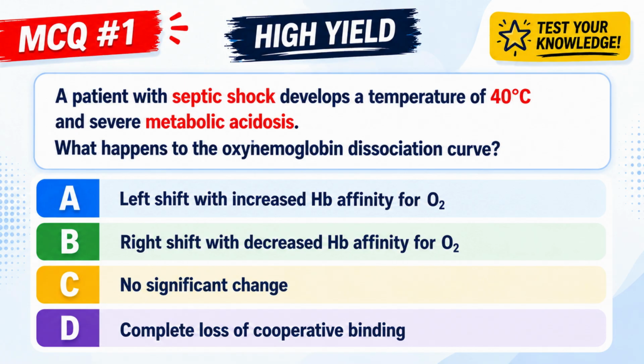A patient with septic shock develops a temperature of 40 degrees Celsius and severe metabolic acidosis. What happens to the oxyhemoglobin dissociation curve? A. Left shift with increased hemoglobin affinity for oxygen. B. Right shift with decreased hemoglobin affinity for oxygen. C. No significant change. D. Complete loss of cooperative binding. Pause if you need to think.